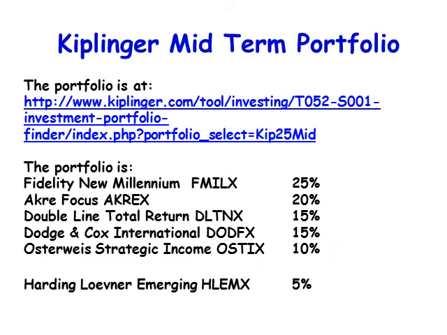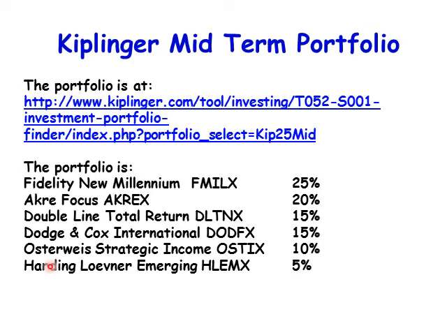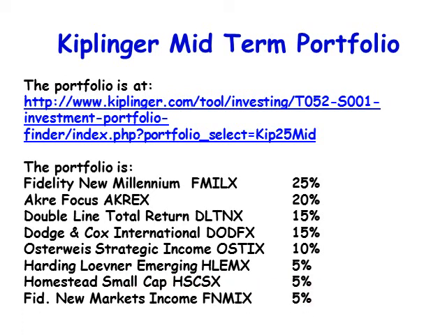Oppenheimer Strategic Income Fund is 10%. And Harding Loevner Emerging Market is 5%. So with 25, 40, 55, 70, 80, 85, 90% accounted so far. Homestead Small Cap is 5%, and Fidelity New Markets Income is 5%. So we all got 100% so far.